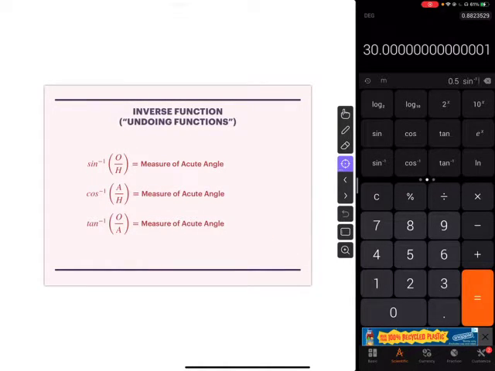Now, you saw it on the calculator over there. We have inverse functions for all of our trig ratios, including tangent. Using inverse sine will undo the sine function. Using the inverse of cosine will undo a cosine function, and inverse of tangent will undo the tangent function. But regardless of which one you use, it's going to return back the angle that it came from.